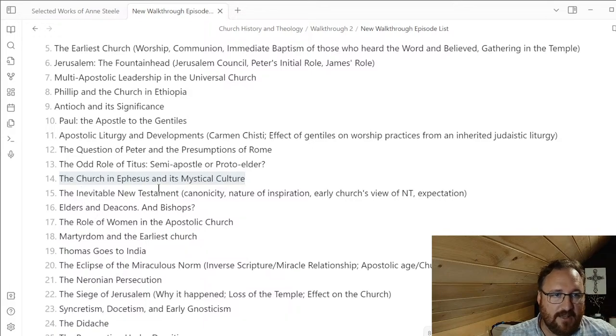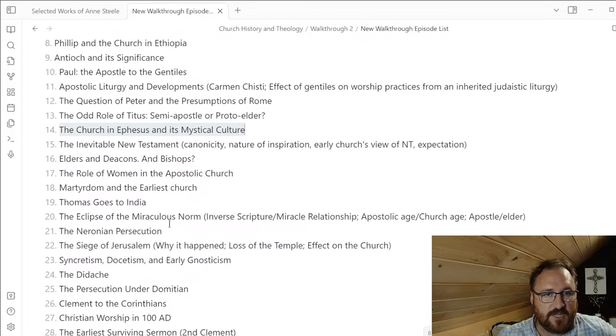You can see how it goes. The inevitable New Testament, nature of canonicity, inspiration, early church's view of the New Testament, the expectation of a written word is something that is downplayed a lot and with no good reason whatsoever. In fact, there is a lot to see to the contrary, especially the way that the earliest apostolic fathers would interact with the New Testament writings.